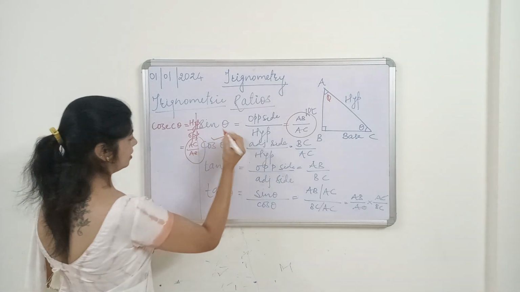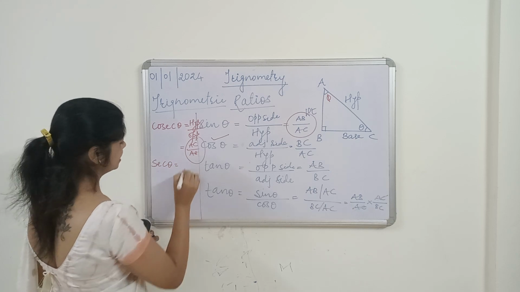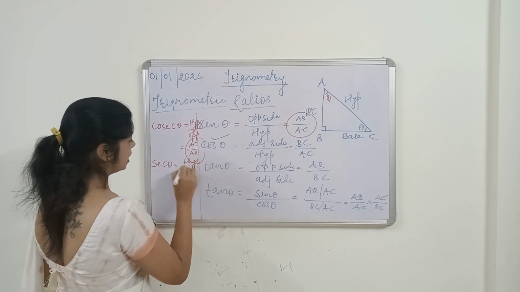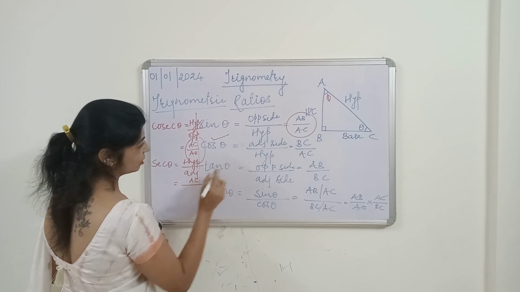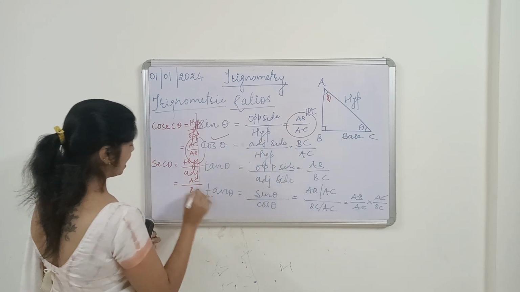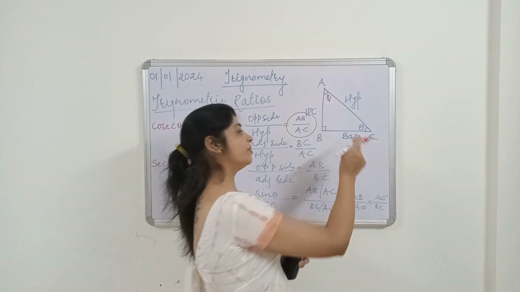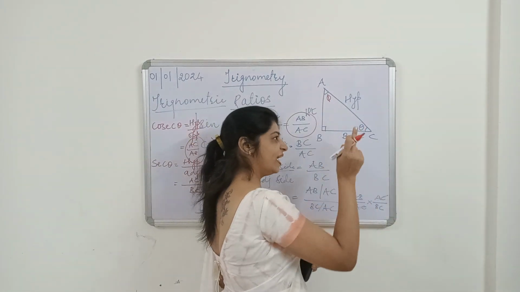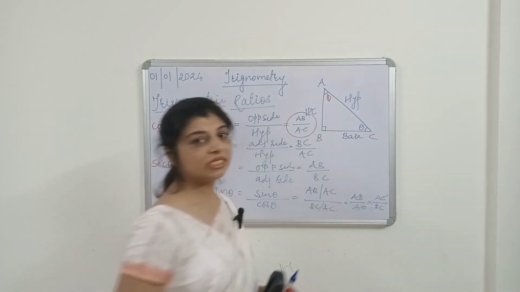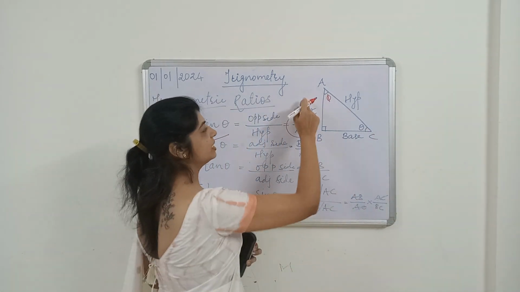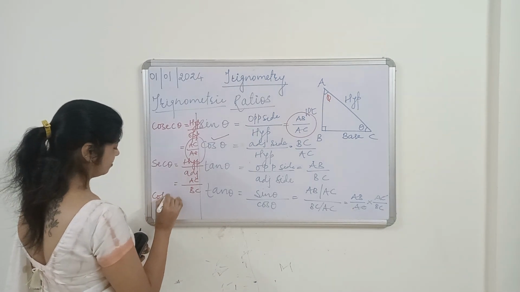Similarly, the reciprocal of cos theta is sec theta. That is hypotenuse upon adjacent. So what's your hypotenuse? AC. What's your adjacent side? BC. Adjacent side of which? Of that particular angle mentioned. Again I repeat, adjacent side means exactly the side which is coinciding with it, and opposite means in front of it.